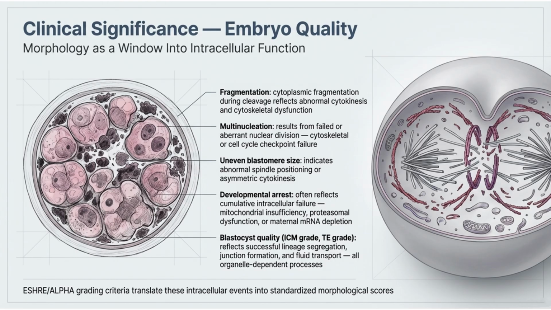At the blastocyst stage, inner cell mass and trophectoderm grades reflect successful lineage segregation, tight junction formation, and active fluid transport, all dependent on cytoskeletal integrity, cell-to-cell adhesion molecules, and plasma membrane ion transport function. The European Society of Human Reproduction and Embryology and the Alpha Scientists in Reproductive Medicine grading systems translate all of these intracellular events into standardized morphological scores that allow communication and comparison across laboratories.